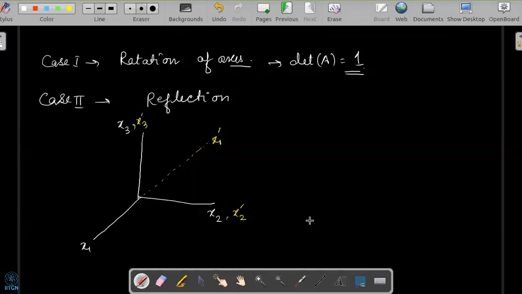So this new set of axes O x1 prime, x2 prime, x3 prime is what we have obtained by doing the reflection, where we have considered the x2 x3 plane as a mirror and we are finding the mirror image of the x1 axis in it. So this is the new set of axes we have obtained. Now let's find the transformation matrix, and for that let's write the angle between the two sets of axes.